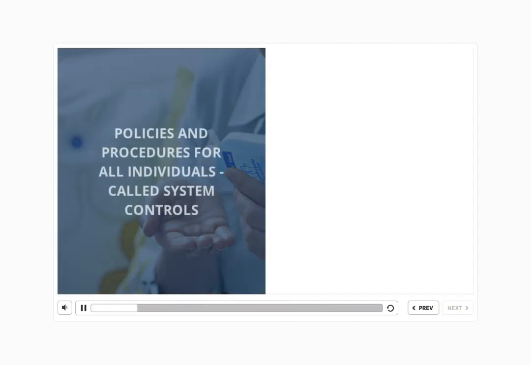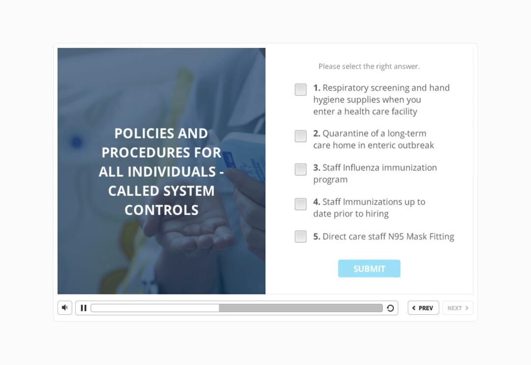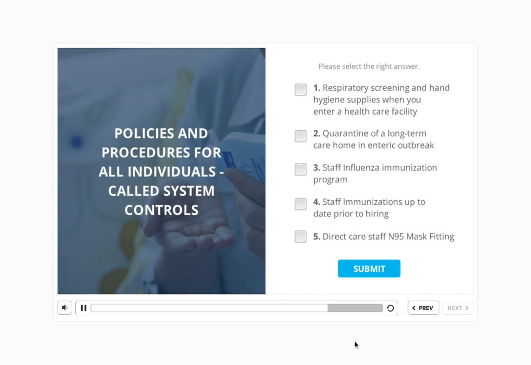There was a great deal of information in the last slide. Let's put it into our day-to-day work. Some of the policies and procedures consider all staff, clients, family, and visitors, and put into place requirements for everyone. Look at the list on the left and identify those actions which you believe to be system controls.